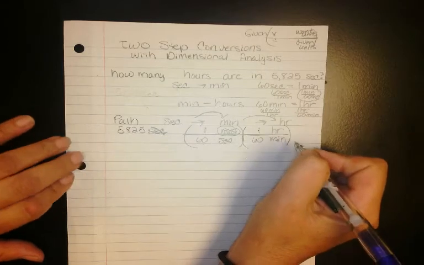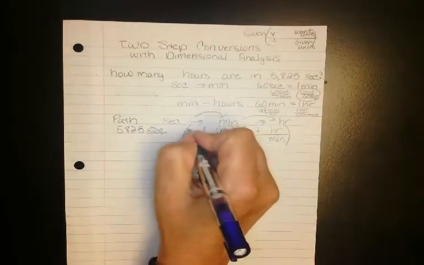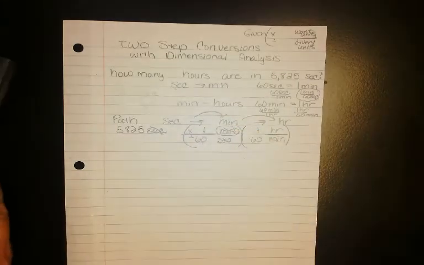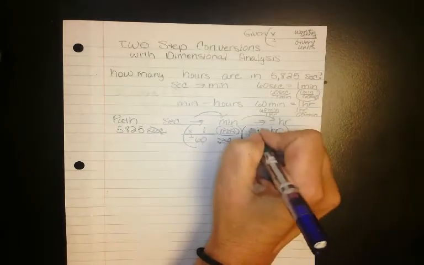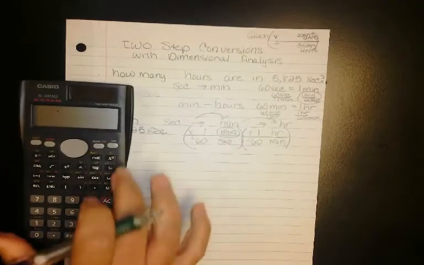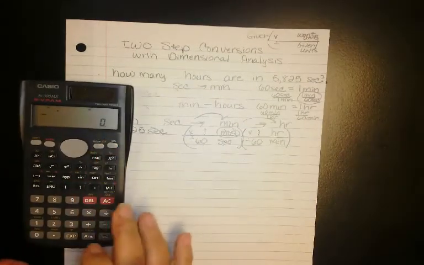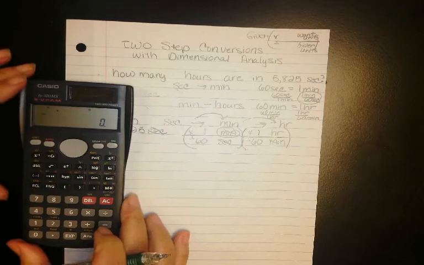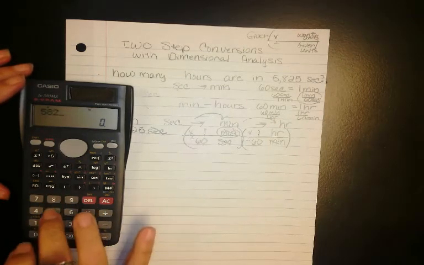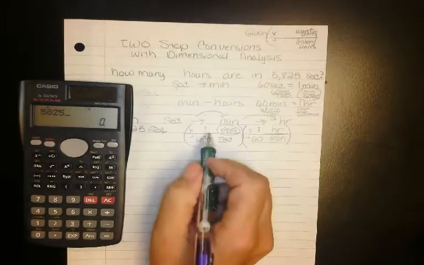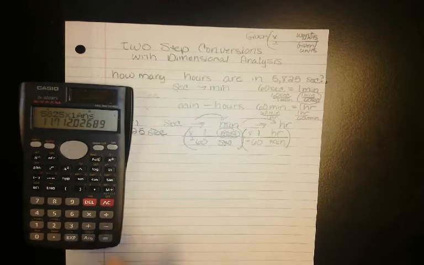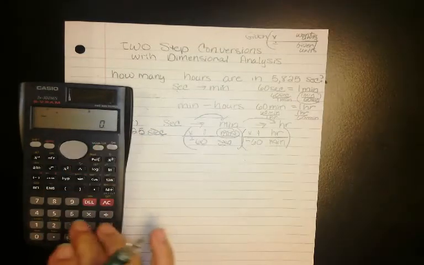Now, put this in your calculator. Well, I multiply by the top, I divide by the bottom. Hit equals between every single step. Multiply by the top, divide by the bottom. Okay? So, here is my calculator, and I am going to put in my 5,825 seconds. I'm going to multiply by 1. You don't have to do that. Why? Because let's do that again.